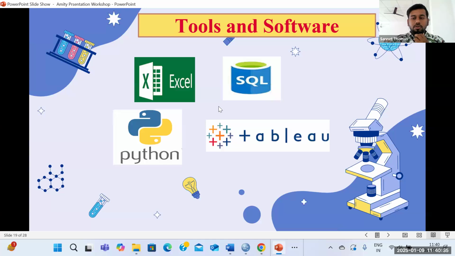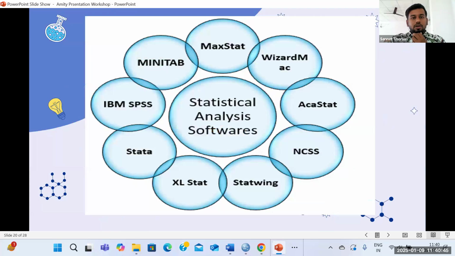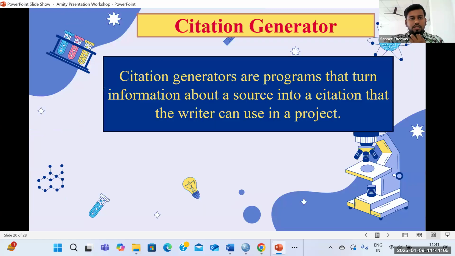Okay, so this is the way we can do the statistical analysis with the help of different software. Here we have seen SPSS and JASP. Apart from that, there are multiple softwares available for data analysis purposes. Minitab is there, MaxStat, Wizard, Xlstat, NCSS, StatWing, ExcelStat, Stata, and these are the different statistical softwares for statistical analysis.